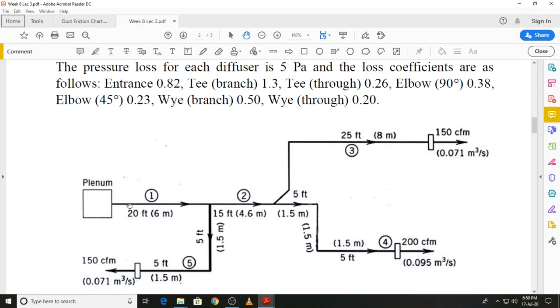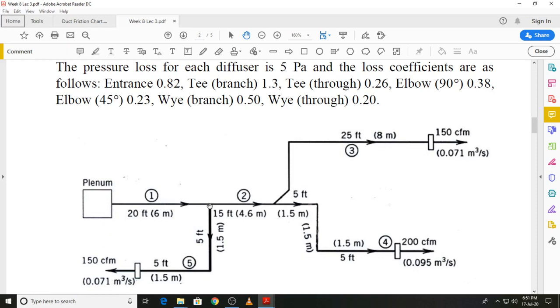So that means in segment 1 we must be supplying the total volume flow rate that is then distributed into the conditioned space through these 3 outlets. So you will sum up 0.071, 0.095 and 0.071 again, and the resultant flow rate will be the volume flow rate that will be delivered by the fan into segment 1.